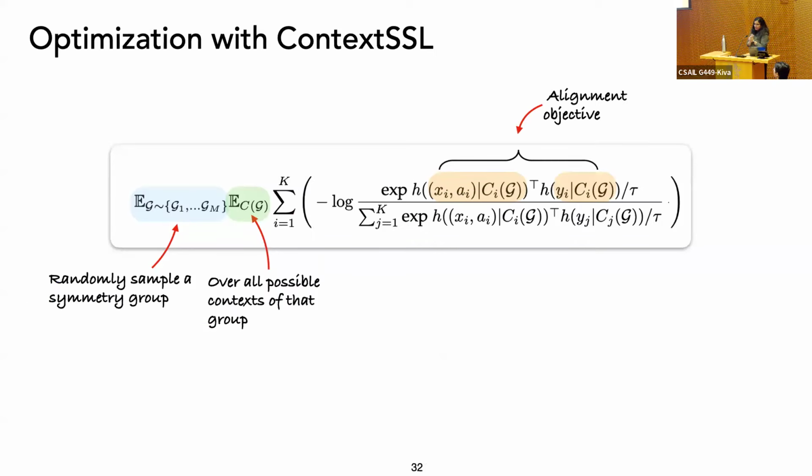And let's see how we train this model. It's through this very simple loss where we take expectation over all the symmetry groups in the data and an expectation over all the contexts that we can create corresponding to that symmetry group. And we just have this alignment objective, which is a simple extension of the SimCLR or InfoNCE loss, where you align the embeddings of xi and ai, which is your input image and your augmentation, with the embedding of yi. But the extension is that now you're conditioning on the context. So depending on what context you have, your alignment objective actually changes.